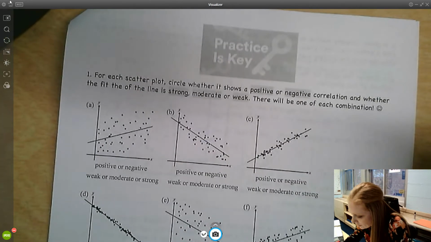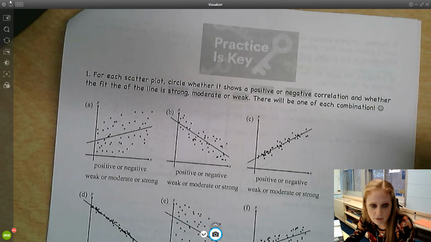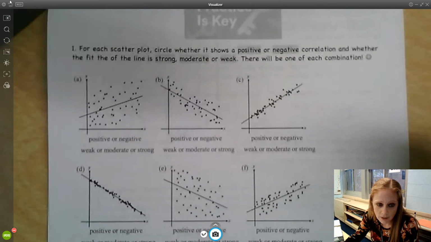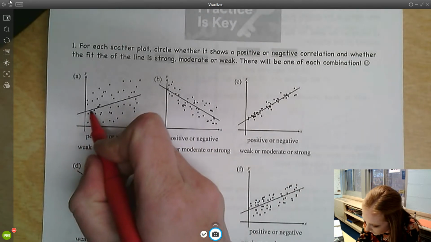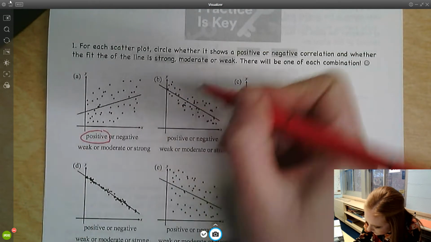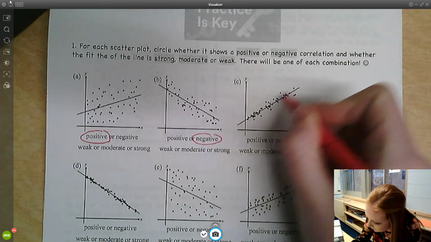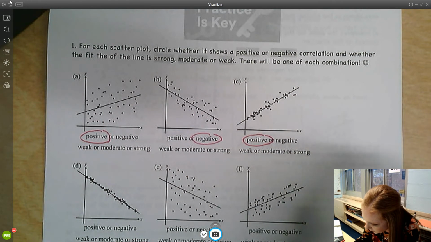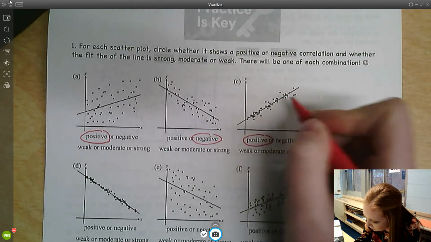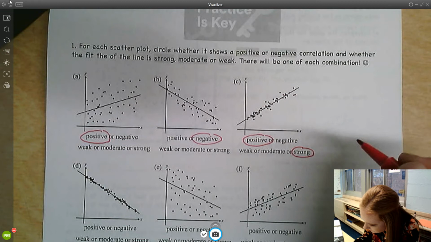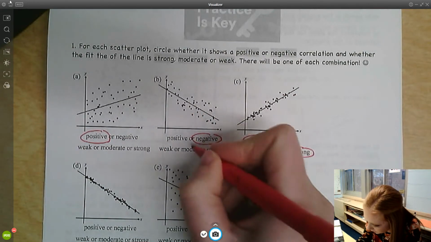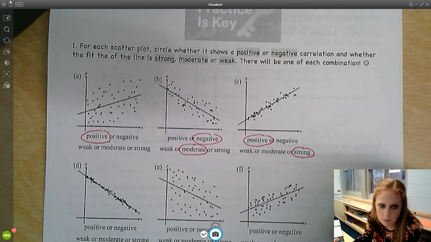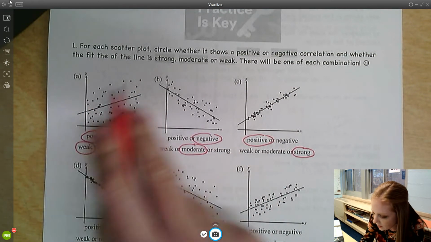For each scatter plot, circle whether it shows a positive or negative correlation and whether the line of fit is strong, moderate, or weak. There will be one of each combination. Okay, so first let's do positive or negative. The slope of our line of best fit is going upward, so that would be positive. This one is headed downward, so that would be negative, upward, positive. Weak, strong, or moderate. So there's going to be one of each. So let's figure out which one's strong first. These dots are all really close together, so I would say strong. These are pretty close together, but not as great as the other ones, so we'd say moderate, and this would be our weak correlation, where there is an upward trend, but they're pretty spread out.